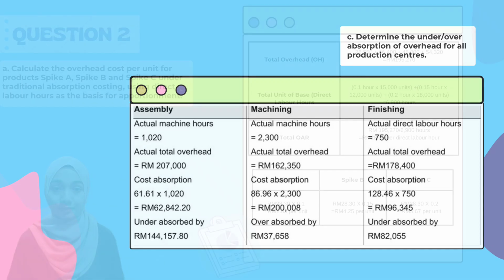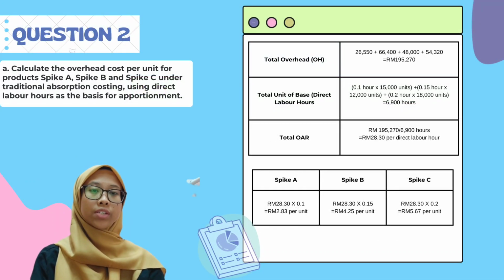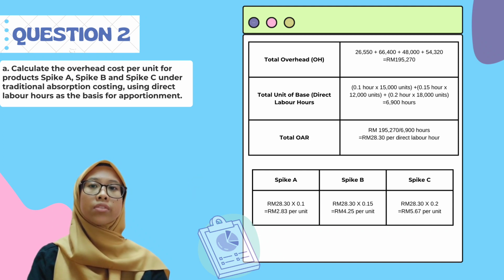For question 2 part A, to calculate the overhead cost per unit using traditional absorption costing, we need to first find the overhead absorption rate (OAR), and the formula is total overhead divided by total units of base. For the total overhead, we need to sum up all the annual overhead costs for Modern Co. There are machine setup costs, machine running costs, procurement costs, and labor costs. After summing all of it, we get RM195,270.